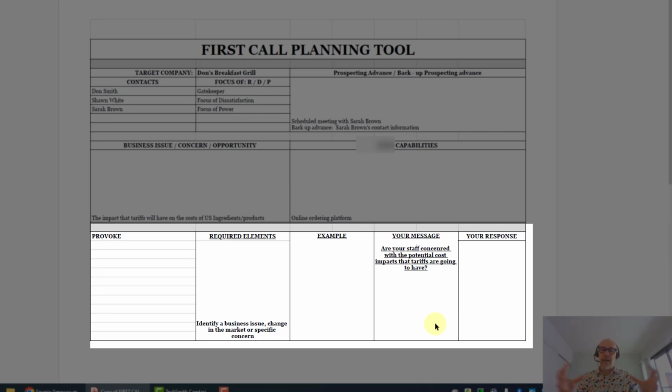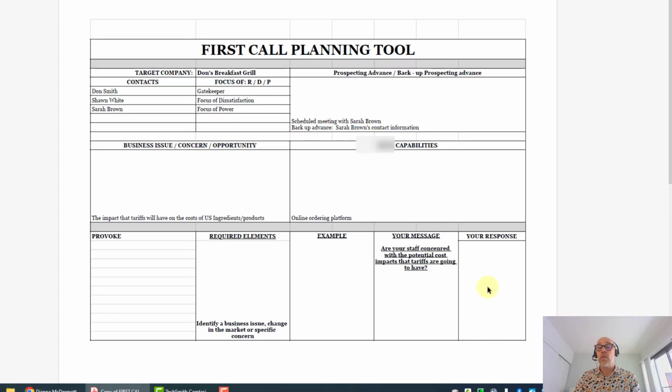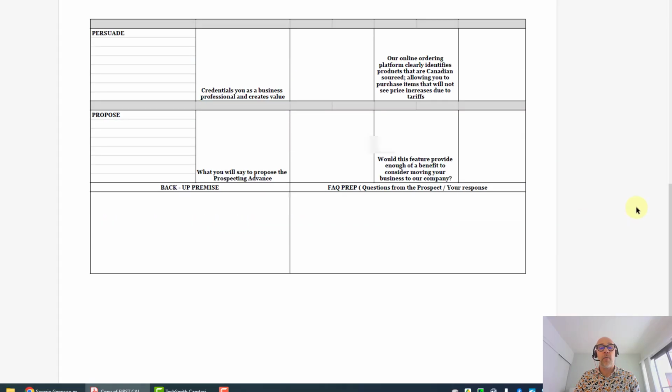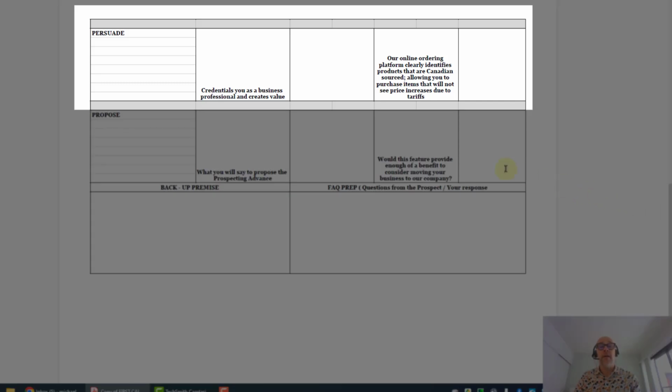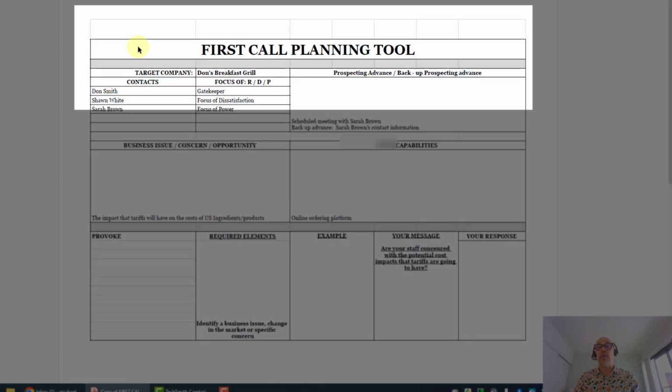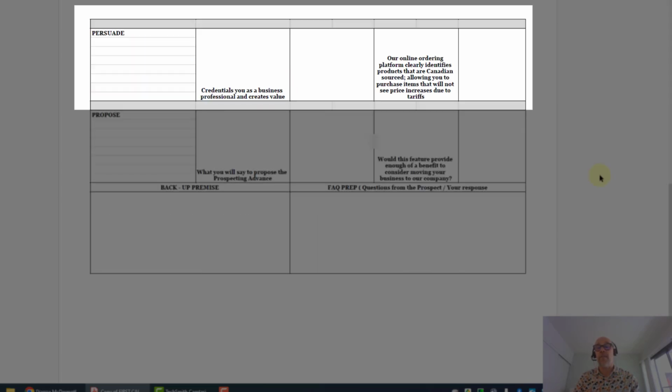It's just tying it together so that you can have the gatekeeper's brain start working to potentially open it up to identify that this is a potential issue that you can help with, which would streamline your next step, which is to persuade. So again, to recap, persuading credentials you as a business professional and creates value. So you're establishing value by referring back to our online ordering platform, which you clearly identified as our company's capabilities to help address tariffs. So you did a great job here.